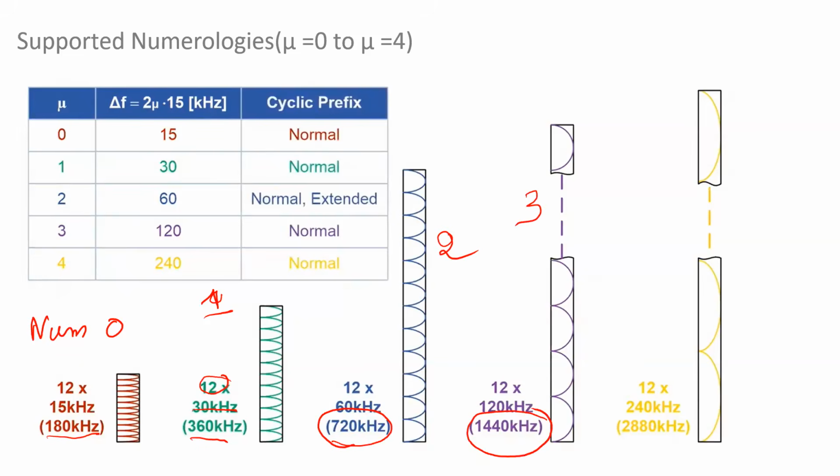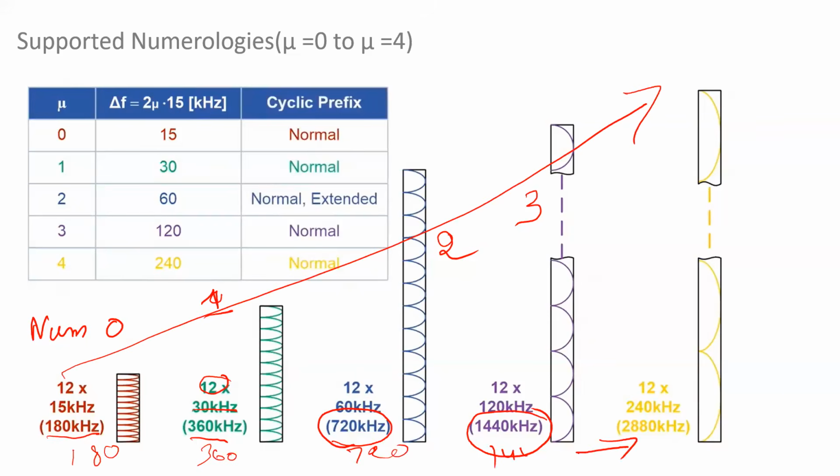Okay, so you can see the numerology has a big effect on the size of these resource blocks. So you can see it is going to double each time as we go up in case of subcarrier spacing. But it is always 12 subcarriers, but the actual size in terms of kilohertz is going to vary drastically depending on the numerology. So earlier we have 180 kilohertz, then we have 360, then we have 720, then we have 1440, and so on. So now it is worth noting that you don't just randomly pick which numerology you want.